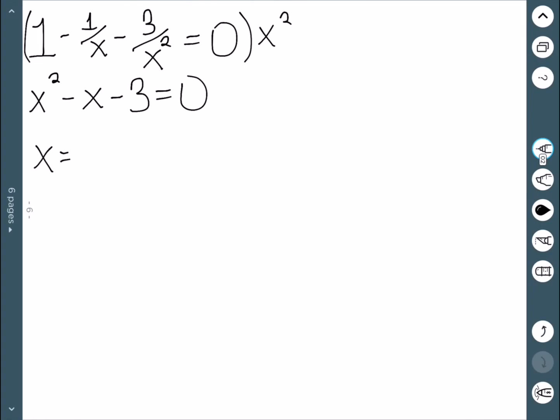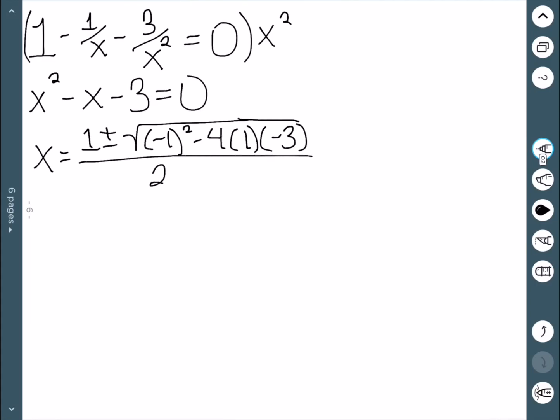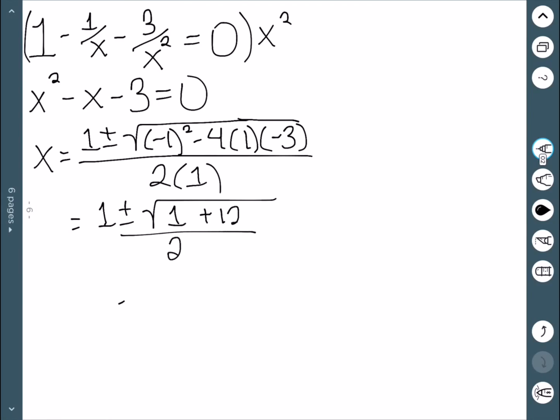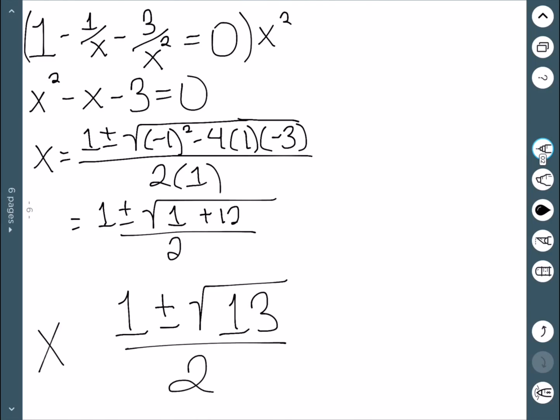Using the quadratic formula, negative b would be negative negative 1, which is 1, plus or minus the square root of b squared, so negative 1 squared, minus 4 times a, which is 1, times c, which is negative 3, all over 2 times a, which is 1. This gives us 1 plus or minus the square root of 1 plus 12 over 2. And I know 1 plus 12 is 13, so I have 1 plus or minus the square root of 13 over 2, which would be our final answer since this cannot be simplified any further.